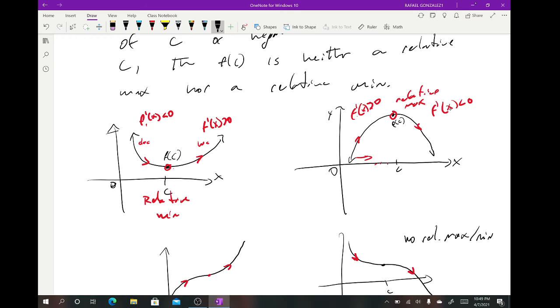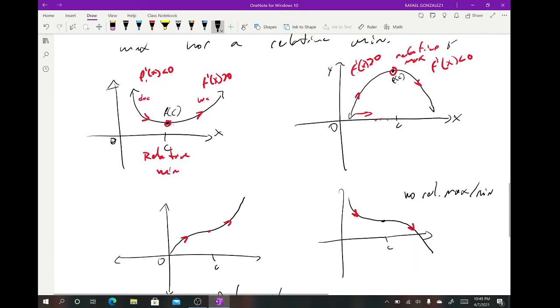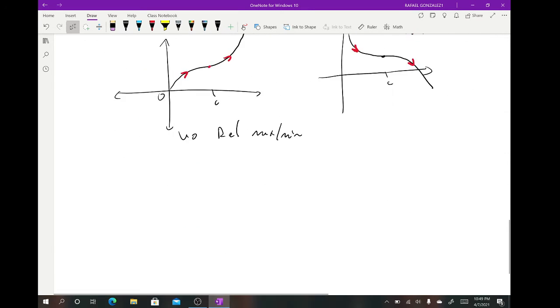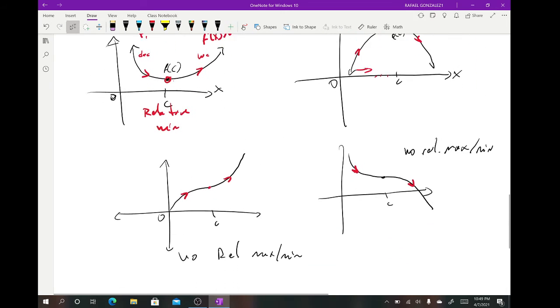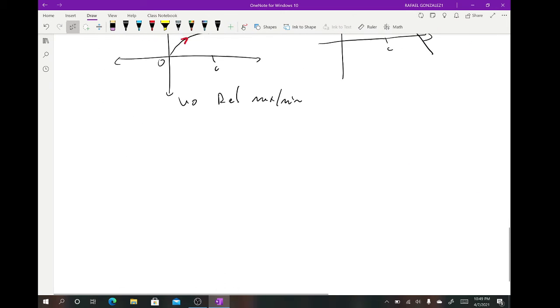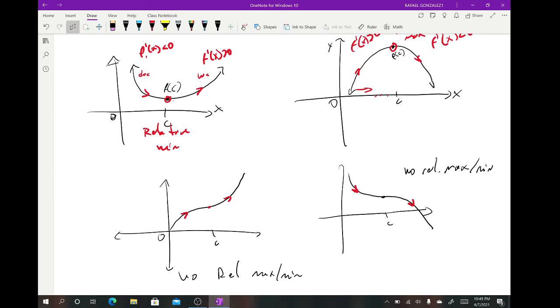And I don't think I wrote it. Oh yeah, I did write it. Relative maximum here. All right. So these are very important for us to know because they will help us figure out where a function has a max or a min.